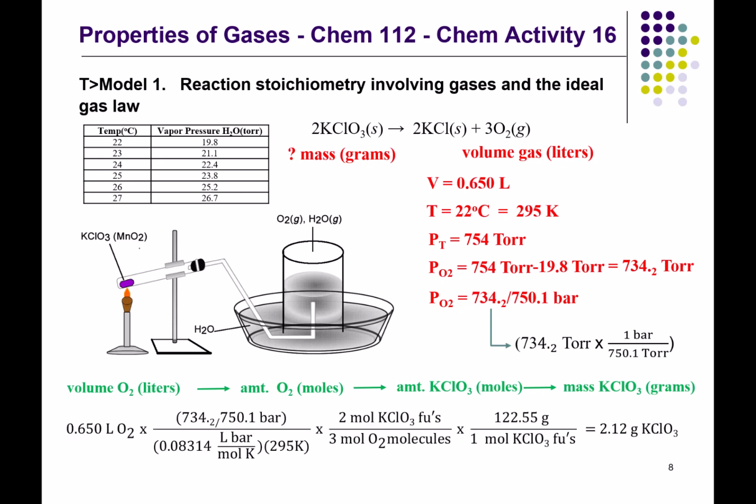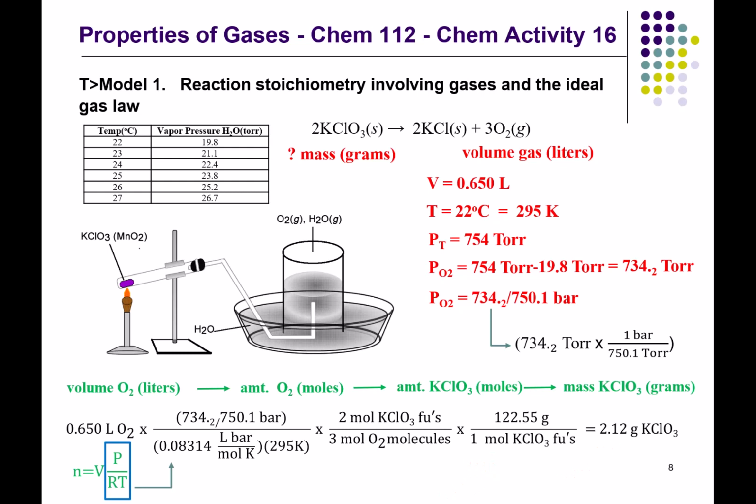Just to point out that this extra conversion from volume of oxygen gas to moles of oxygen gas involved rearranging the ideal gas law equation. The balanced equation tells us it's 2 moles of potassium chlorate for every 3 moles of oxygen. And then finally, using the molar mass of potassium chlorate allows us to calculate the mass of potassium chlorate.